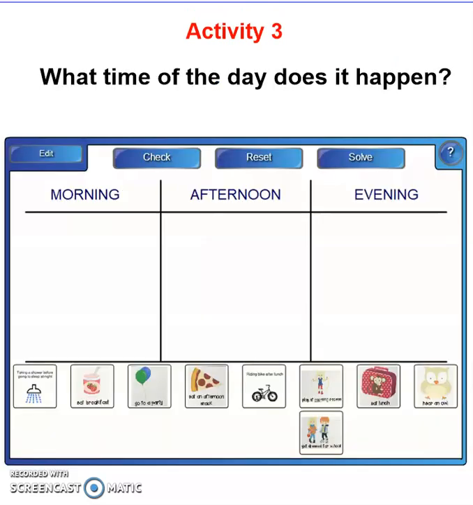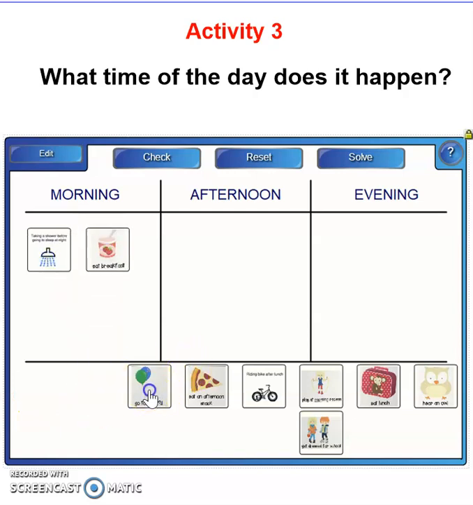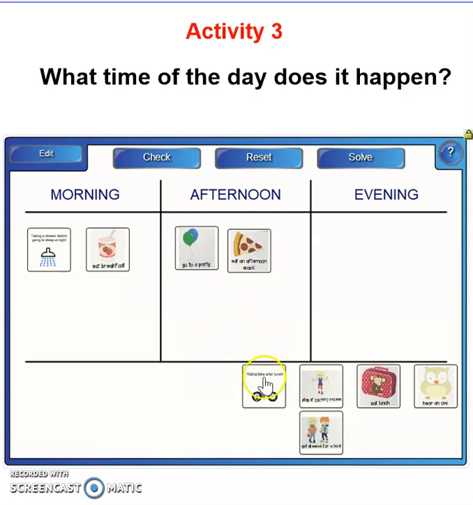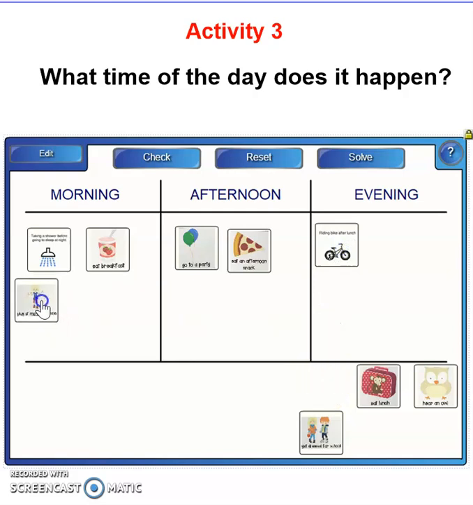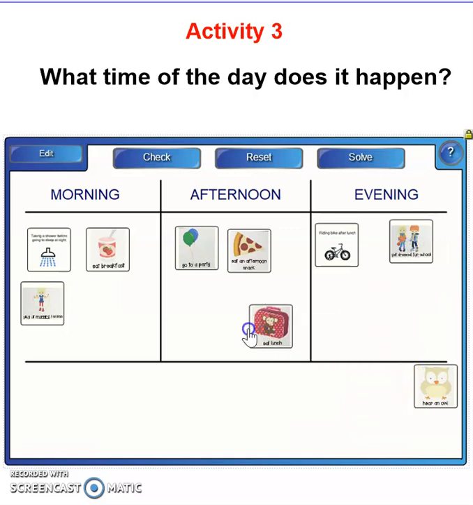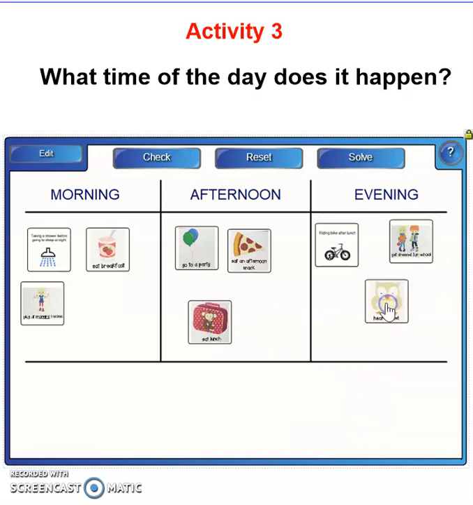Now the next activity, activity 3. What time of the day does it happen? Morning, afternoon, or evening? These are some pictures showing us the things that we do during the day. Now I'm just going to put my answer. I'm just going to choose anyone and let's see if it's correct. In the afternoon, what happens at this time? Look at this one. What picture is that? What happens? Okay, I've done mine.